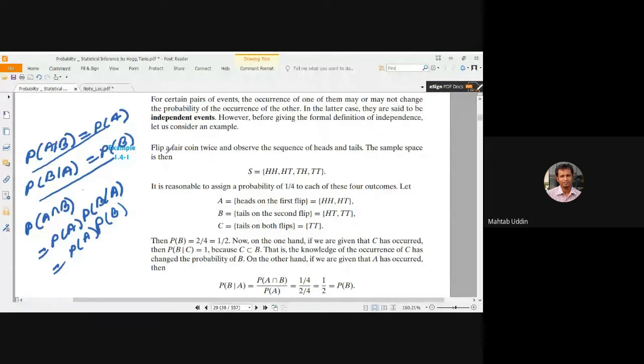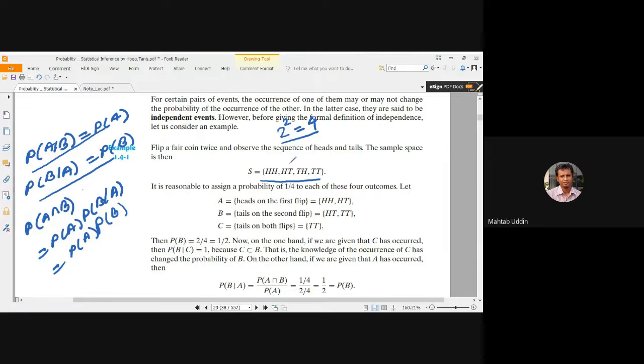Let us go. Flip a fair coin twice. A fair coin, two times. So two sides with two flips. So how many outcomes? 4. Four outcomes, and observe the sequence of heads and tails. The simplest case. I think you can understand this. Head and head, head and tail, tail and head, tail and tail.